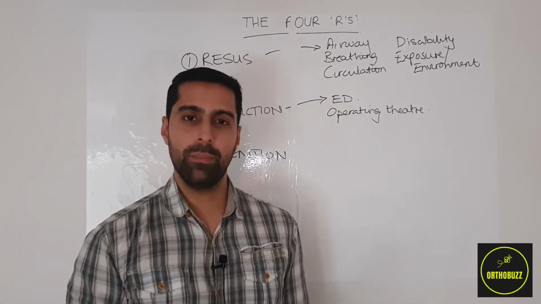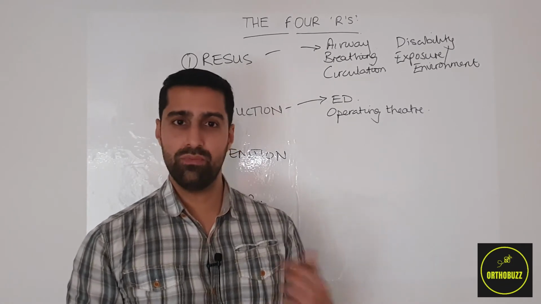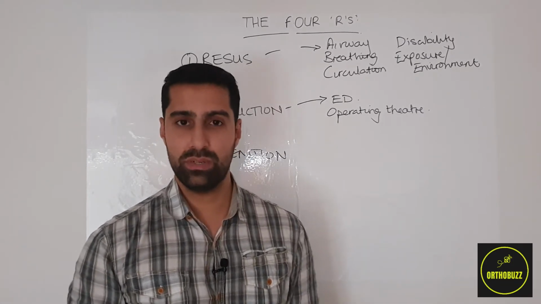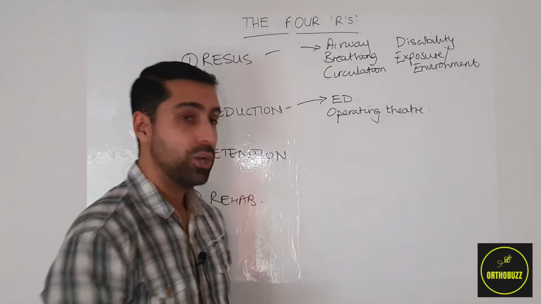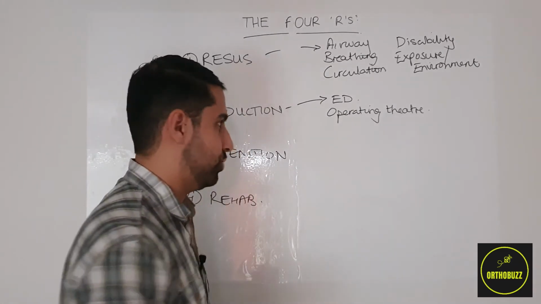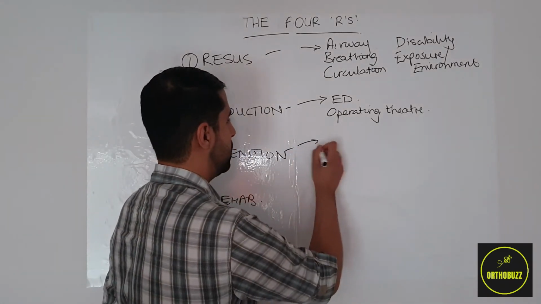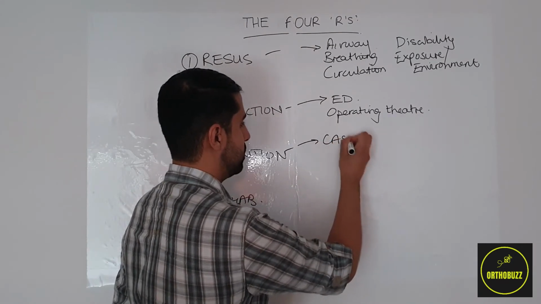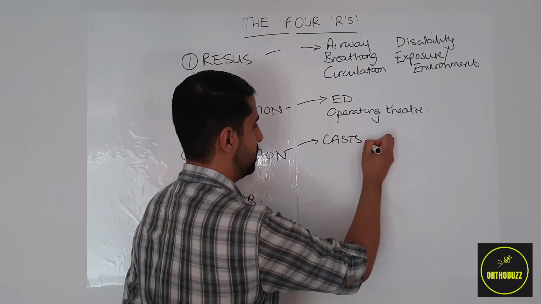Well, in the emergency department, if we performed a manipulation to try and reduce the fracture, such as with our wrist fracture, we can try non-operative methods of holding the reduction. These include casts, and splints.